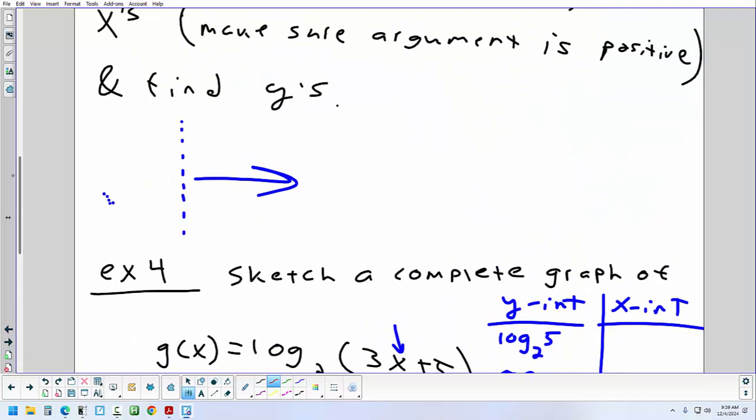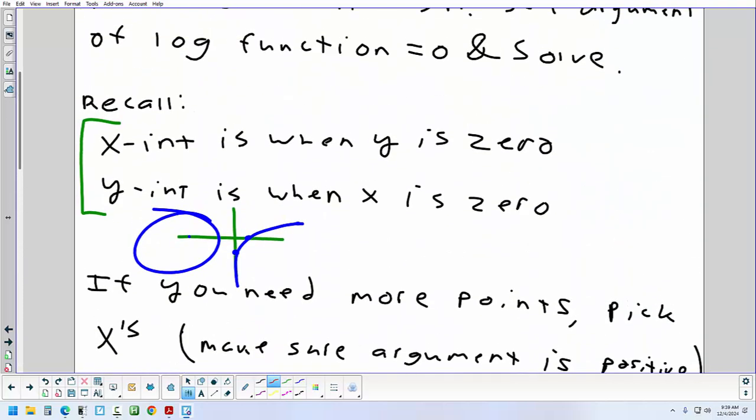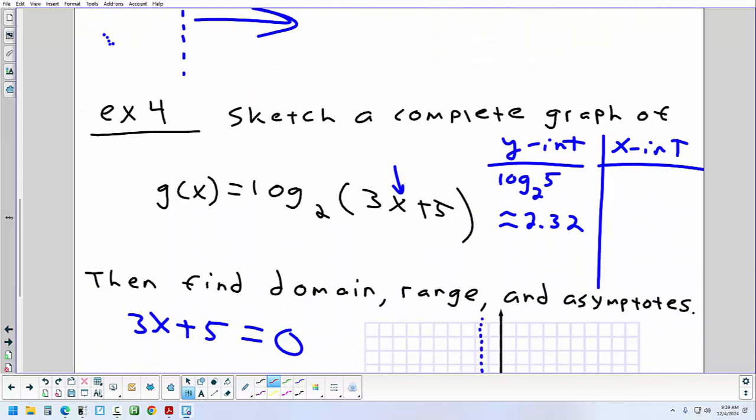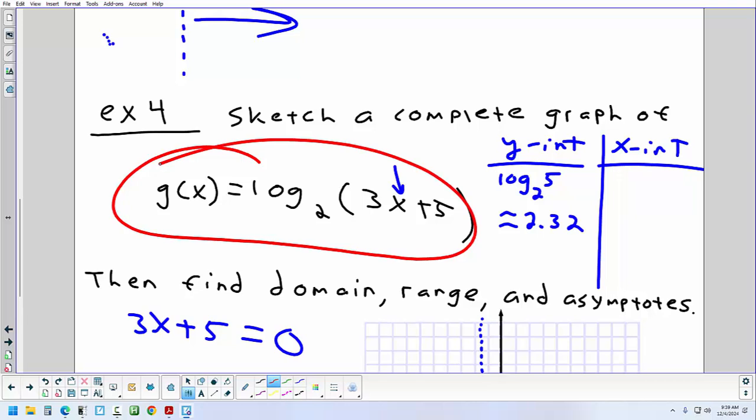All right, now let's do the x-intercept. The x-intercept is when you plug in 0 for y. Well, where's the y? g of x, right? You might not see the letter y, but g of x means y. So fill in a 0 right there. So we get 0 equals log base 2 of 3x plus 5.